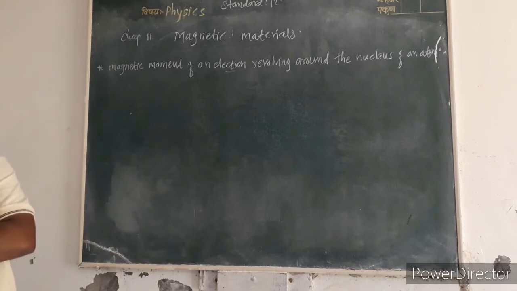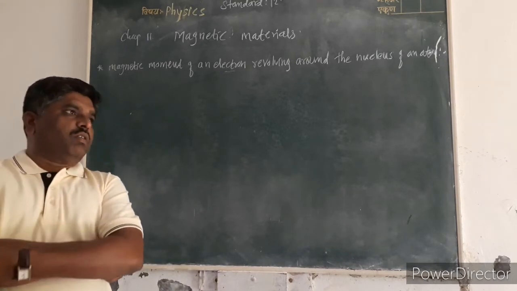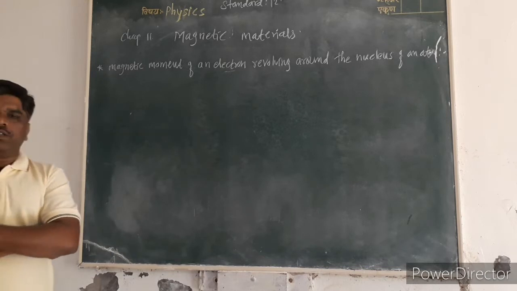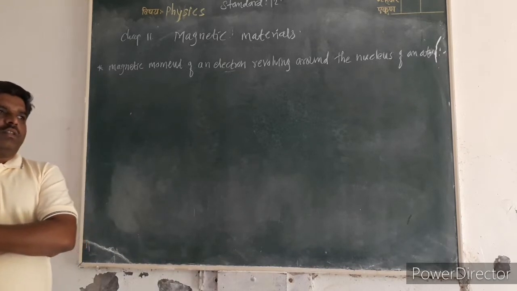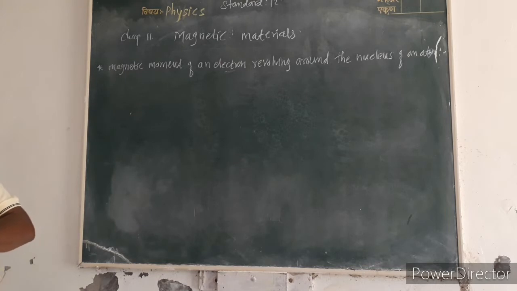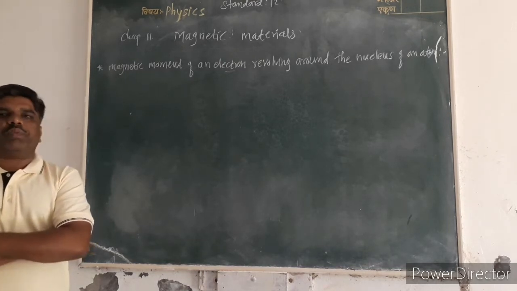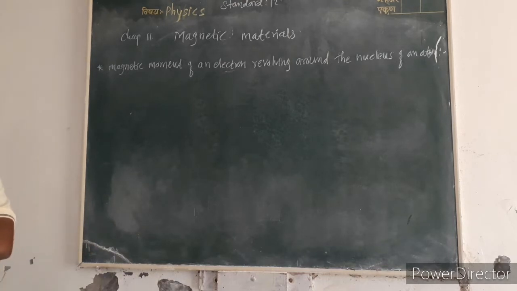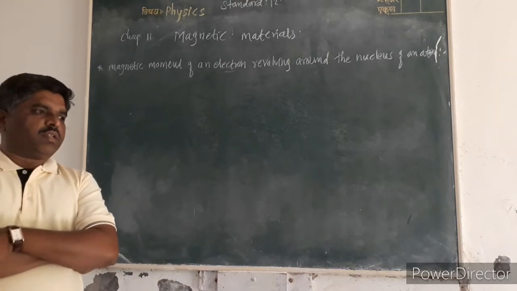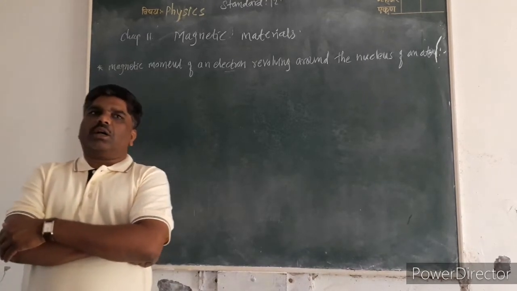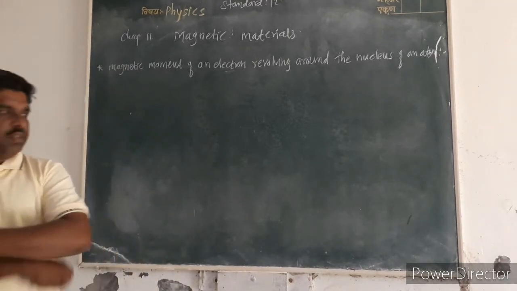If the negatively charged electron revolves around the nucleus, then what is the magnetic moment? We will find out the magnetic moment in such a case, when the electron is revolving around the nucleus.